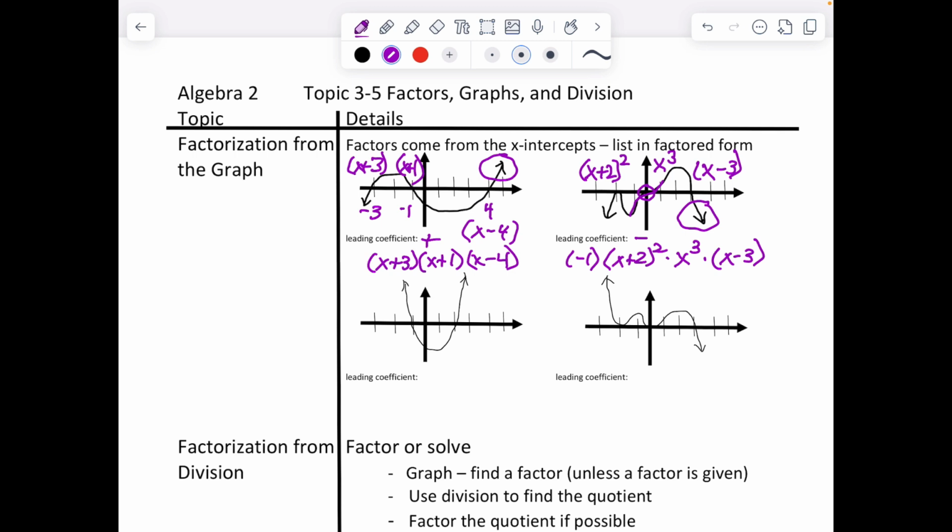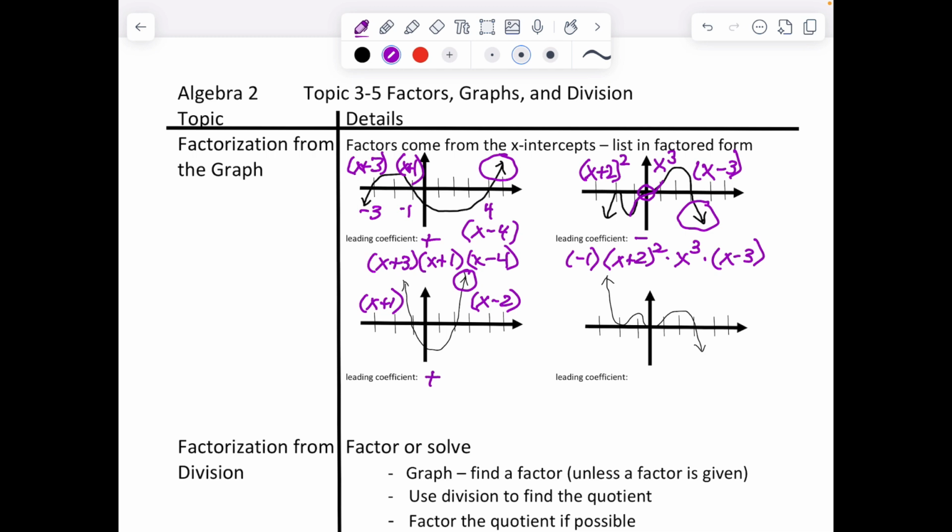Now that you've tried these, let's take a look at what we got. The first one starts up and ends up, so that's going to be even. Since the right side is up, it's going to be a positive leading coefficient. The first intercept is at -1, so I have x plus 1 as a factor. And on the right side, it goes through at 2, so that's x minus 2. And they both go straight through, so we don't put a 3 or a 5 or 7.